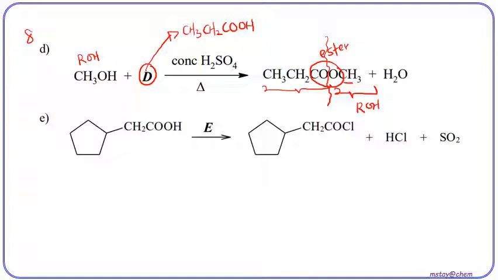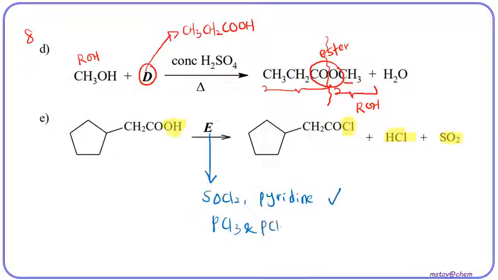Okay, so this is the structure for D. Now let's proceed to question E. Try to focus on the difference between these two parts. The OH is replaced by the Cl, producing HCl with the side product SO2. So in this case, the reagent E must be very specific and we will only accept SOCl2 in pyridine. This is the only answer that we can accept. PCl3 and PCl5 cannot be accepted due to the presence of SO2 in this question.